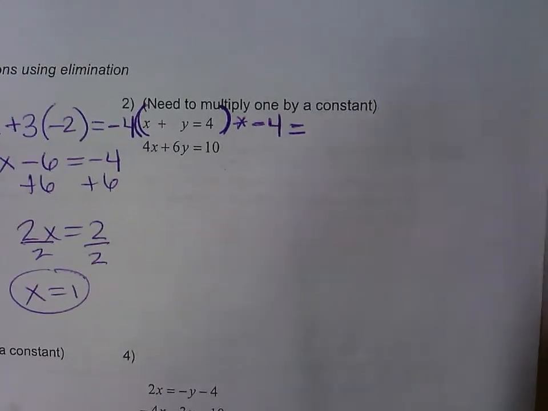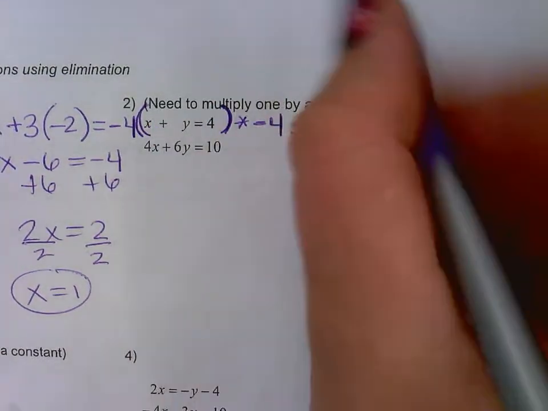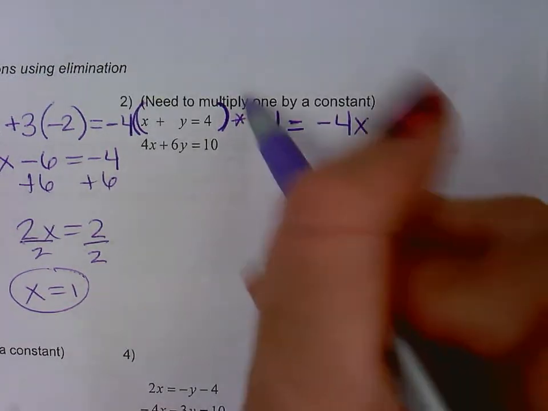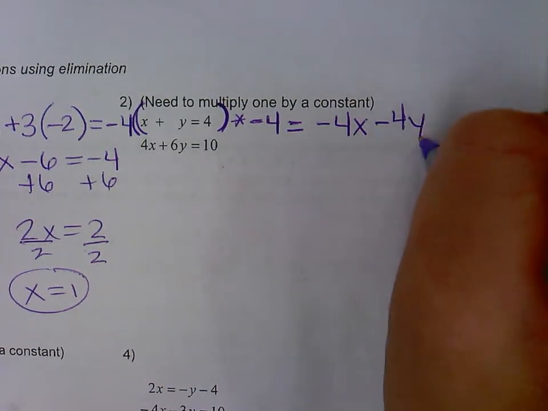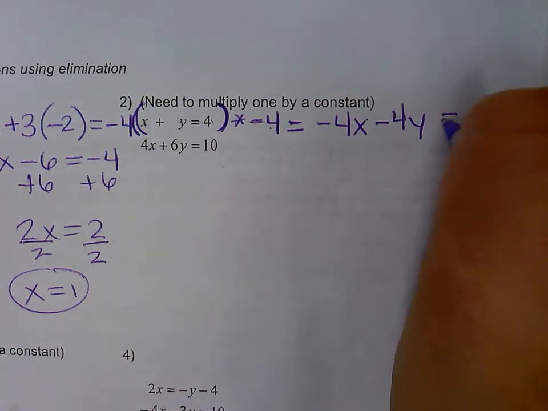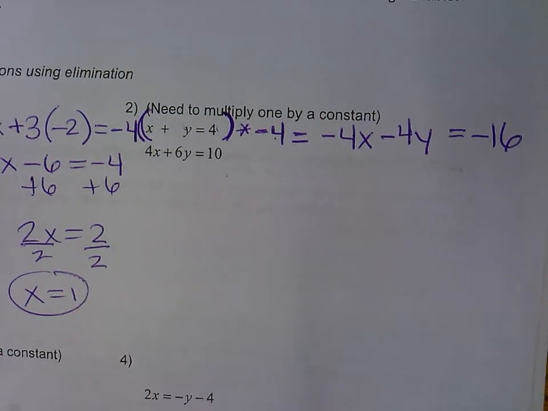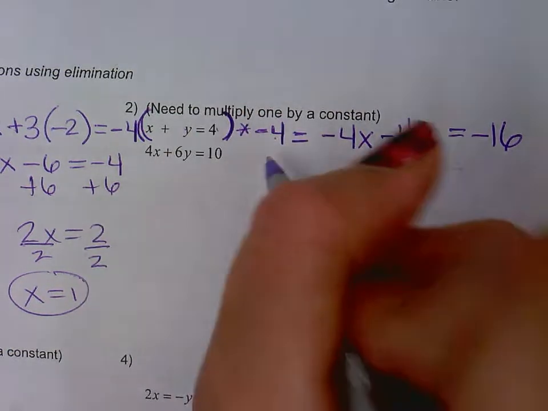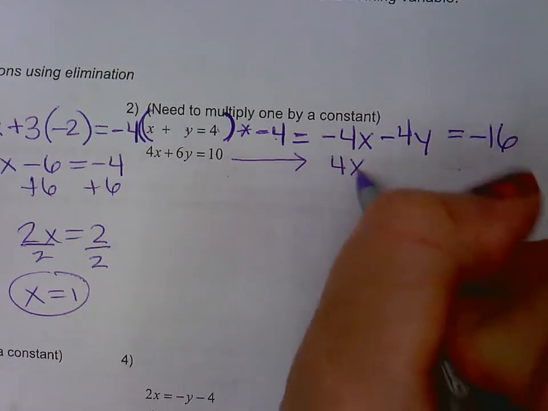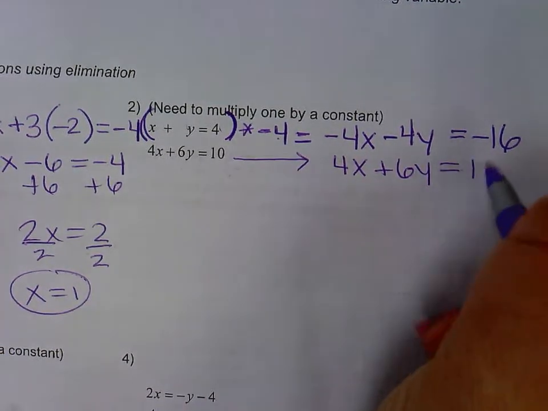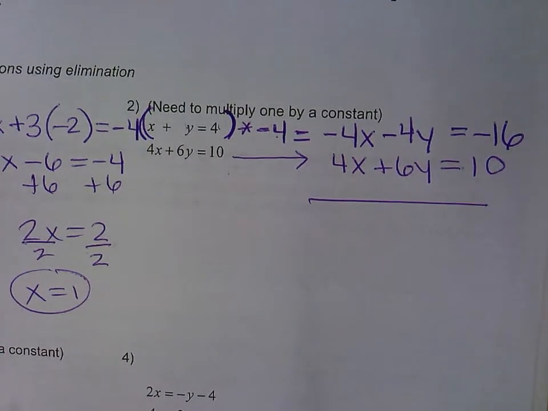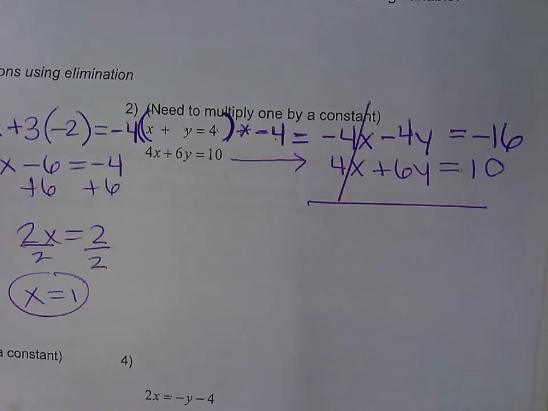So I like to just rewrite the problem next to it. So I would have negative 4x, if I distribute I would have negative 4y, and I would have equals negative 16. So see how I multiplied every single thing in the top equation by negative 4. Then the bottom equation just stays the same: 4x plus 6y equals 10. So see if you can add those two equations together and get y, right? Because your x's, when you add them together, should cancel out. So solve for y.